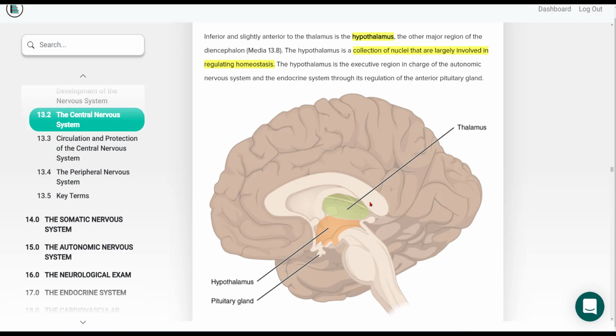Underneath the corpus callosum, this area is the diencephalon, the core, the center of the brain. The green area is the thalamus. The area below and a little bit in front of the thalamus is the hypothalamus. And hanging down from the hypothalamus is another structure that you're going to be seeing quite a bit of, and that is the pituitary gland.